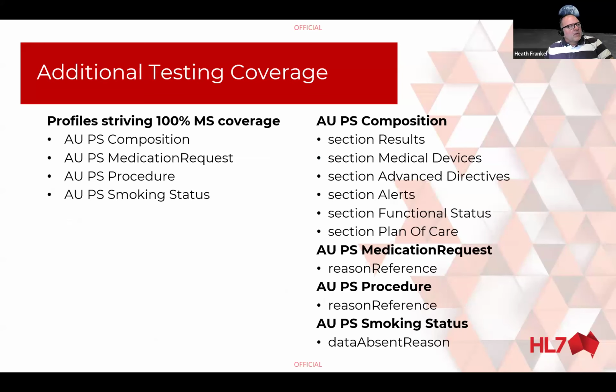Some of the areas of additional testing coverage that we're looking for: we're striving for 100% coverage on must support elements. We're not quite there with composition, medication request, procedure, and smoking status. We have 80%, but we want to reach 100% if we can of must support elements. Some of those elements, as examples for composition, we're looking at sections around results and medication devices, advanced directives, alerts, functional status, and plan of care.